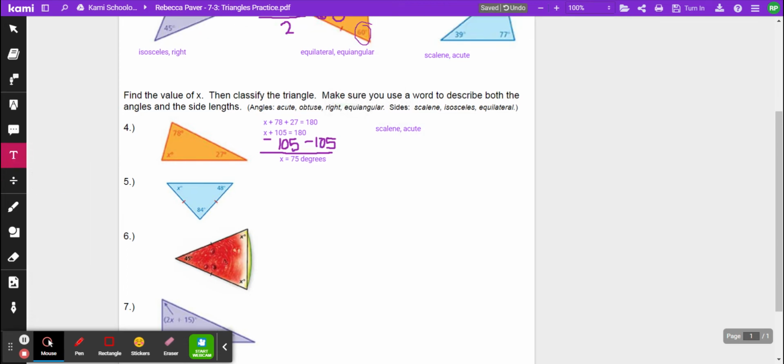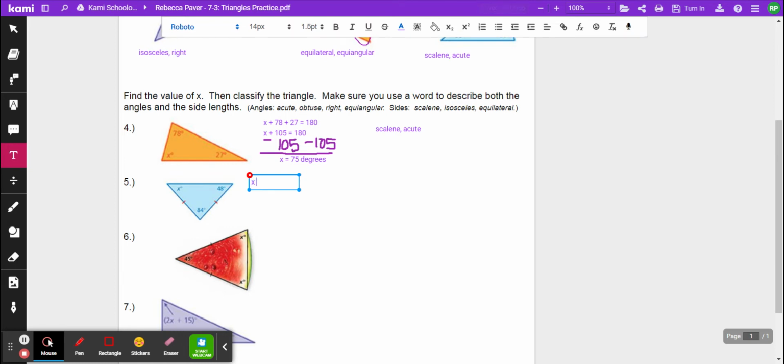For the next one, to find the value of x, we'll set up an equation. X plus 48 plus 84 equals 180. I first combine like terms. 48 and 84 is 132. So x plus 132 is equal to 180. We would subtract 132 from both sides. And that leaves us with x is equal to 48 degrees.